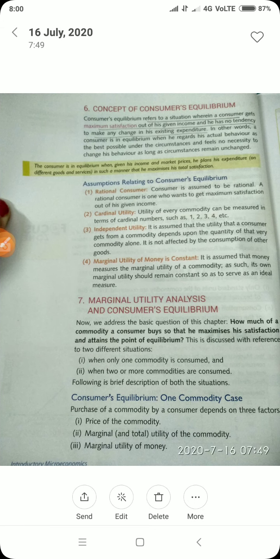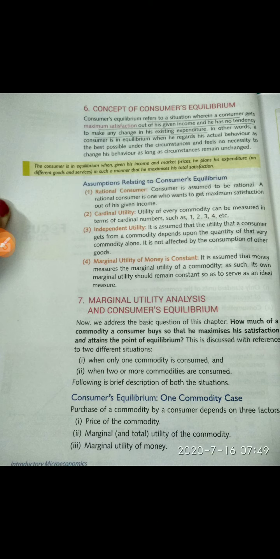Then after this we have the next heading, marginal utility analysis and consumer equilibrium. Now how much of the commodity a consumer buys so that he maximizes his satisfaction and attains a point of equilibrium? We can say it depends upon the consumer, how much of a commodity a person is buying to get the satisfaction. With reference to this, we have two different situations. The first one, when only one commodity is consumed. The second one, when two or more commodities are consumed.